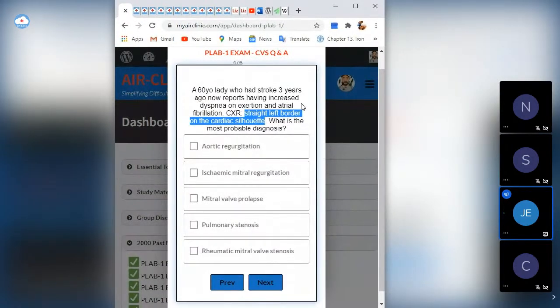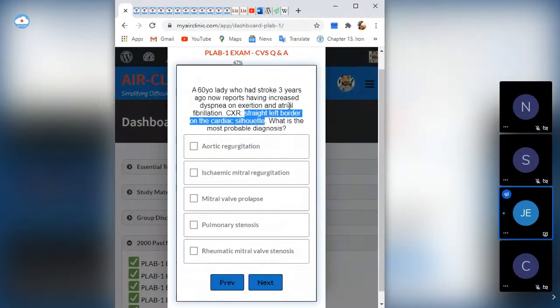What is your diagnosis, guys? A 60-year-old lady. She had a stroke 3 years ago. Now she's having dyspnea on exertion and atrial fibrillation. All these things could be related. The stroke and the valvular condition, they are all related. So I don't think you guys have an idea about this question. Something called mitralization of the left cardiac border. Normally the left cardiac border is supposed to be slanted this way.